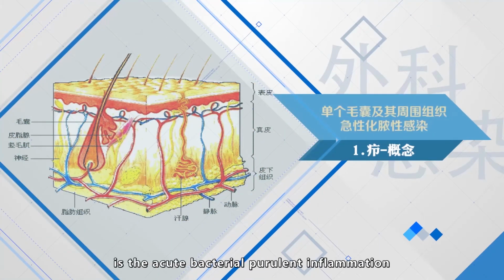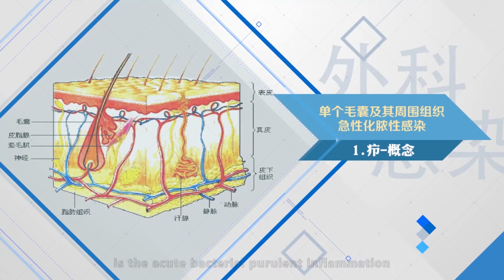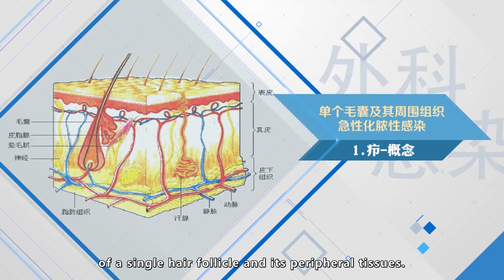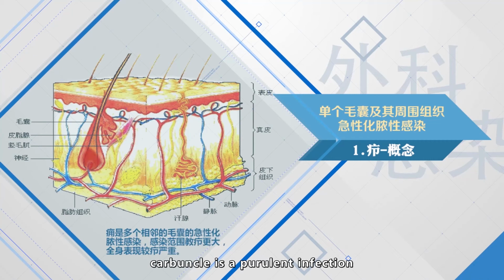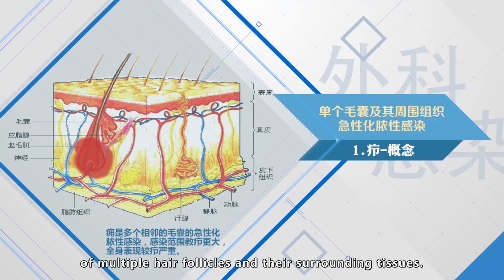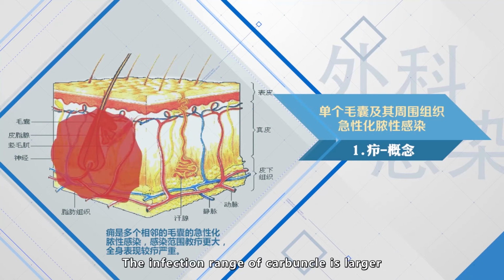Etiology and pathology: furuncle is the acute bacterial purulent inflammation of a single hair follicle and its peripheral tissues. The difference between furuncle and carbuncle is that carbuncle is a purulent infection of multiple hair follicles and their surrounding tissues. The infection range of carbuncle is larger and the systemic reactions are more serious.